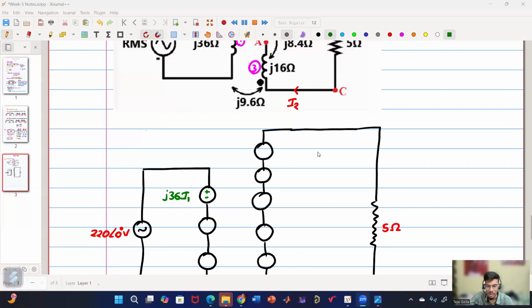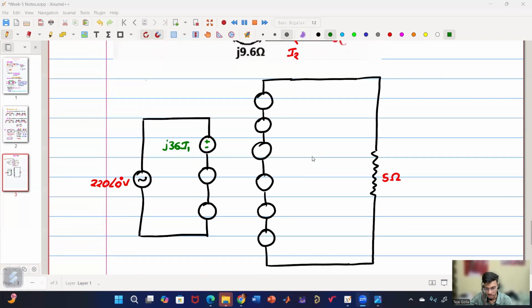J omega L into current, right? So what will be the value? J16 I2. Yes, very good. So plus on the bottom, minus, and J16 I2. Okay.